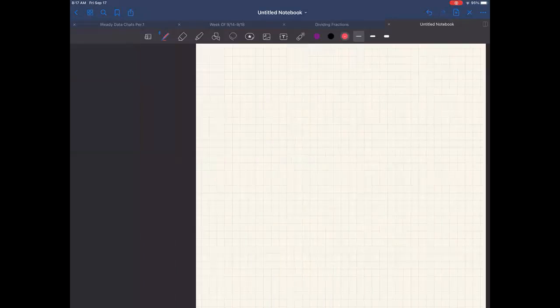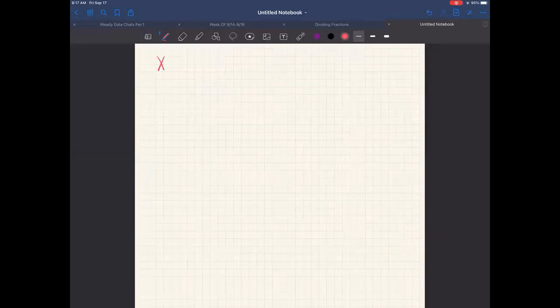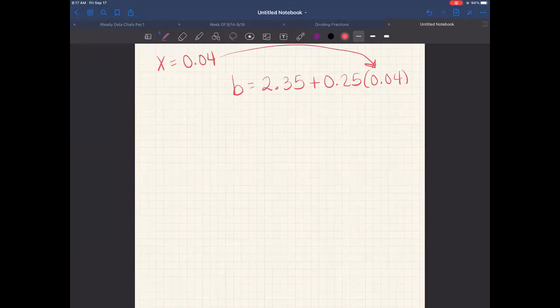Okay, wait, I need a second sheet of paper. So now my x was equal to 0.04. Now I take my beef equation and I'm replacing x with 0.04. Okay, now I have to solve this.